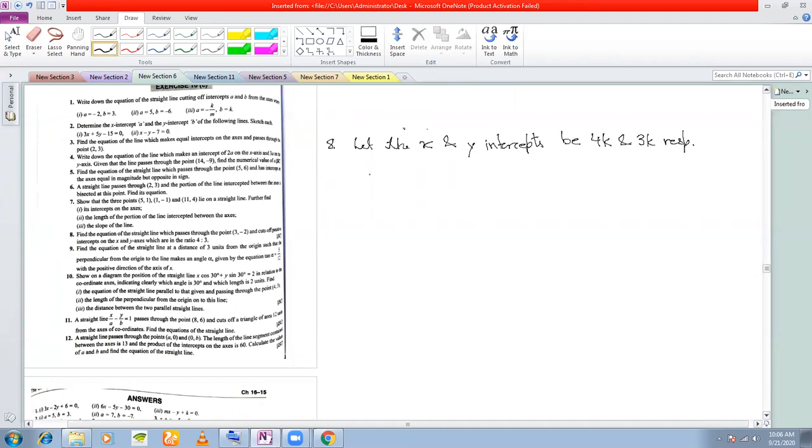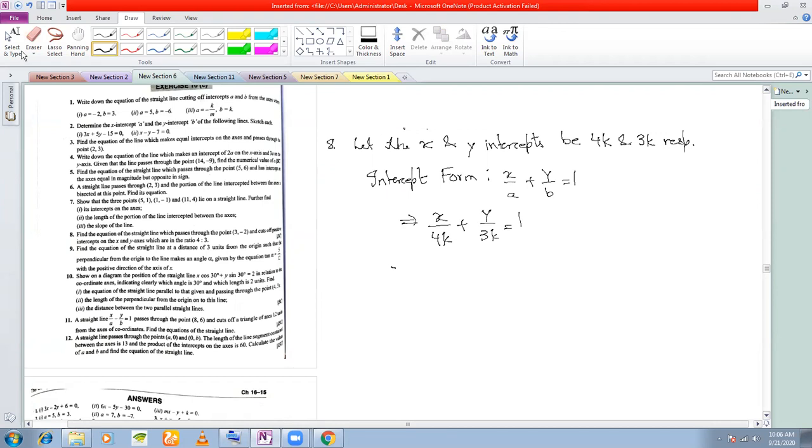Now, what is the equation of the line in intercept form? You know that the intercept form of the equation is x by a plus y by b is equal to 1. Now, what is the x-intercept here? The x-intercept is 4k and the y-intercept is 3k.